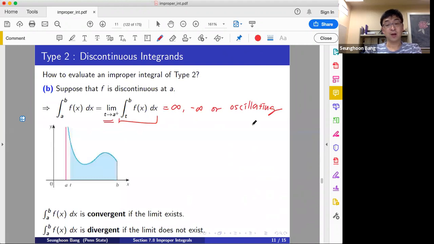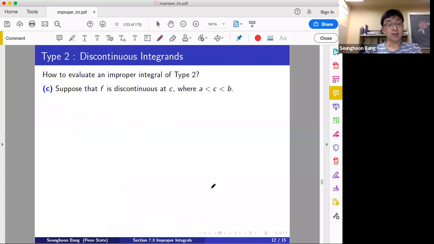The improper integral is divergent. The next tip: how can you calculate the improper integral from a to b of f of x dx if function f is discontinuous at c, where c is between a and b? So how can you calculate the next one?